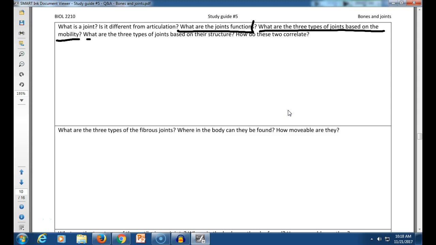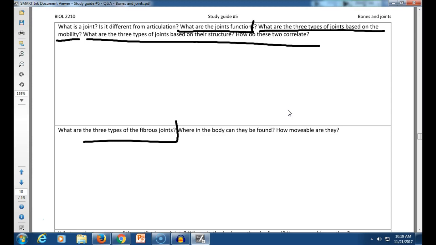Three types of joints based on their structure: fibrous, cartilaginous, synovial. Three types of fibrous joints: we have sutures, syndesmosis, and gomphosis. Sutures are only in the skull. Syndesmosis, ligaments connecting joint ends, like the interosseous membrane here. Gomphosis is exclusively teeth, the jaw.